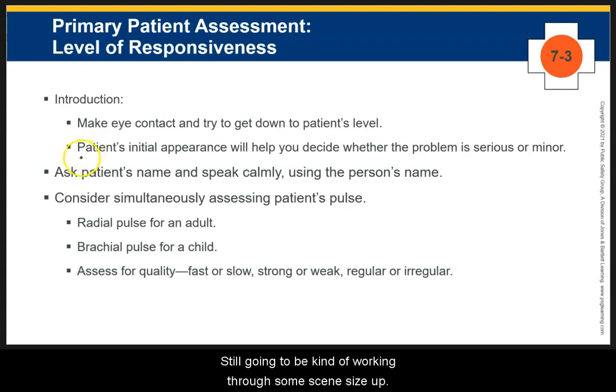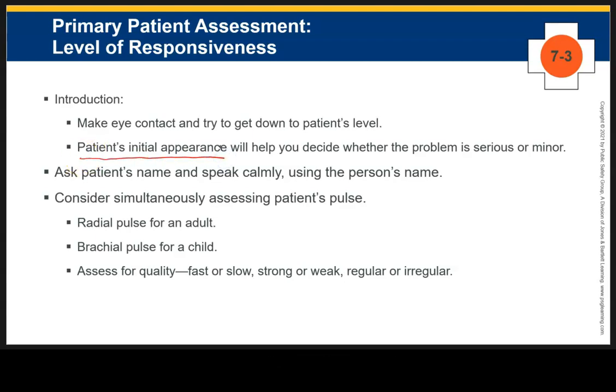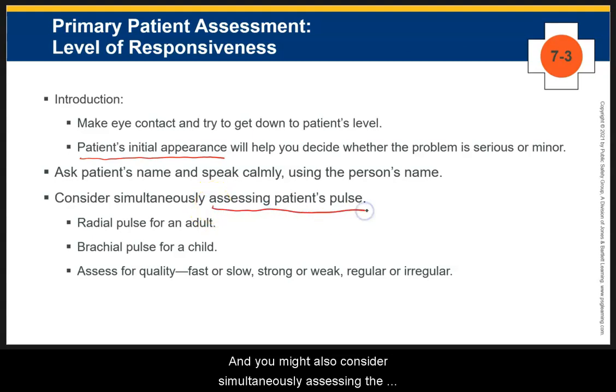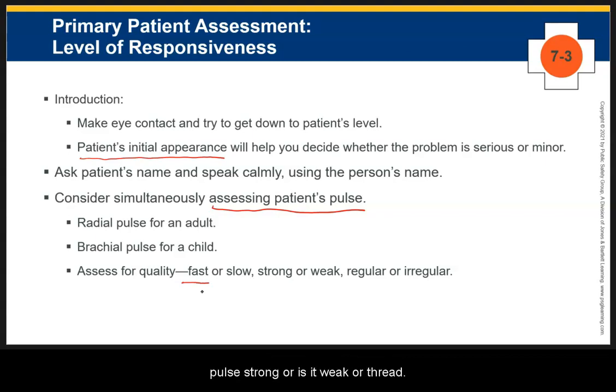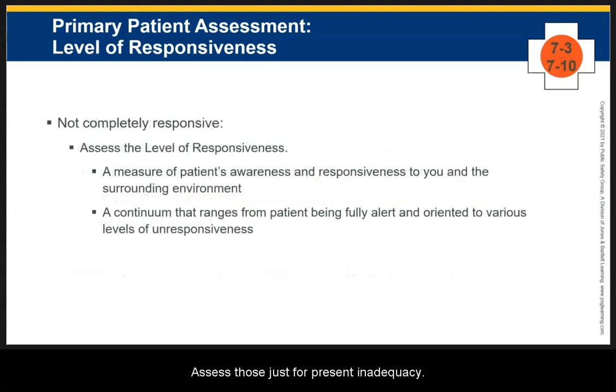You're still going to be working through some scene size up, getting a general impression of the patient and their initial appearance. Now, you might also consider simultaneously assessing the patient's pulse, not as we would in a secondary assessment for rate, but just for presence and adequacy. Is the pulse fast, indicating that maybe their fight or flight response has kicked in? Or is it slow? Are they calm? Is that pulse strong, or is it weak or thready? Assess those just for presence and adequacy.